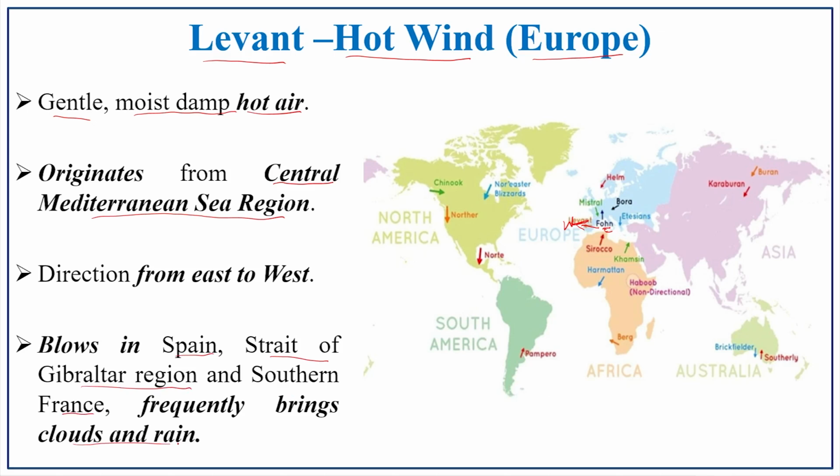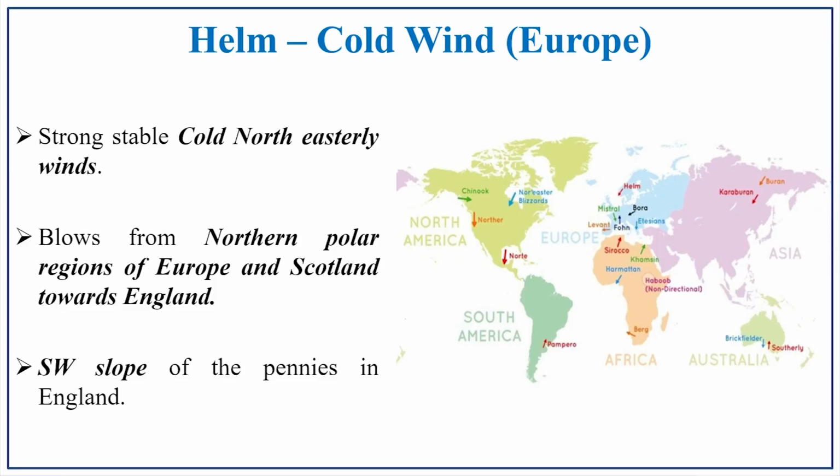So, why does it bring clouds and rain? Because it is originating from the Mediterranean Sea. It carries all the moisture from that sea, and while blowing, what happens? It gives rain to the region it travels through. So, this is the main reason for the frequent cloud formation and rain in this region.